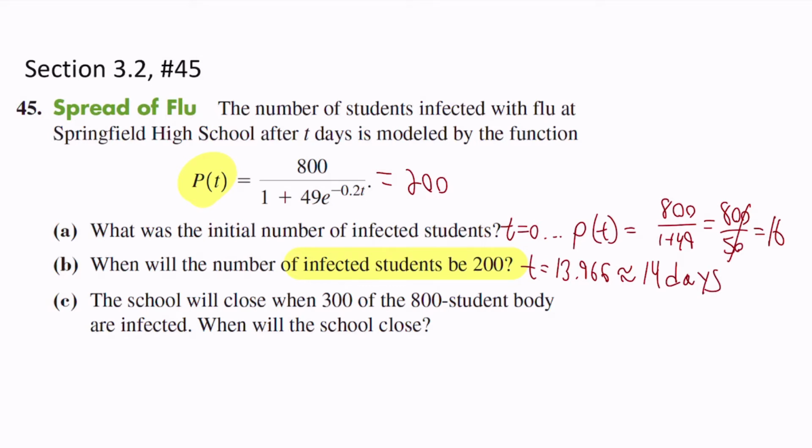Okay, and it says the school will close when 300 of the 800 student body are infected. When will the school close? So maybe you should take a second and try to get this one on your own. Again, we're solving for t here. We don't have an algebraic way to do that yet. Some of you may remember how to do that. I'm going to go over that in a future lesson. So same deal. We're going to take the function p of t and set it equal to 300. So we want to know when it equals 300.